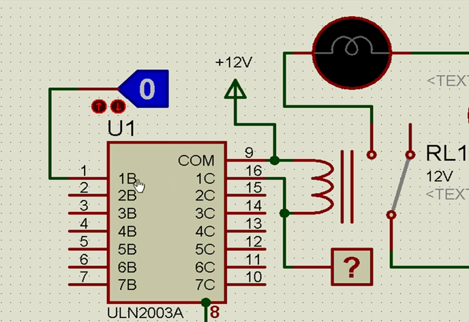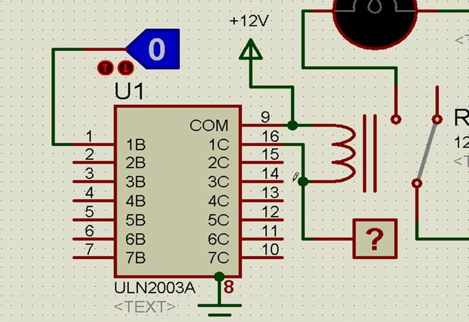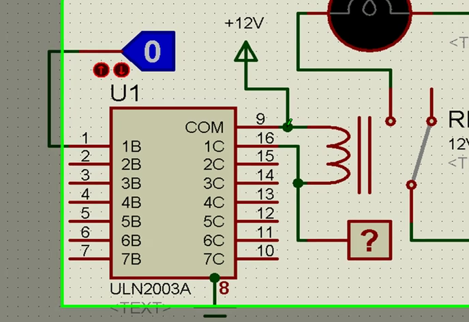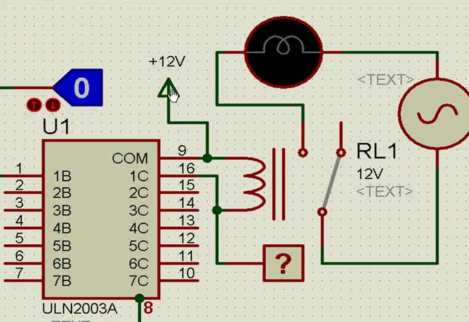Here we have connected to pin number 1 a logic state which can come from the microcontroller or any digital circuit, and the corresponding pin for 1 is 16. Similarly, for 2 is 15, 3 is 14, and so on. It has to be given a power supply at pin number 9 for 12 volts.